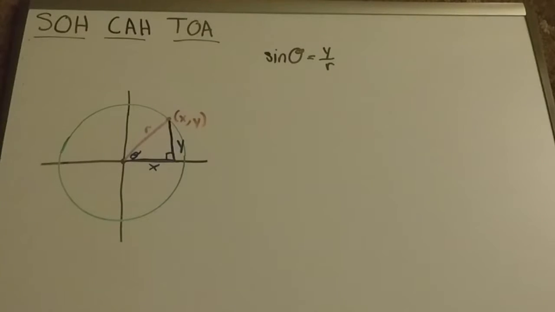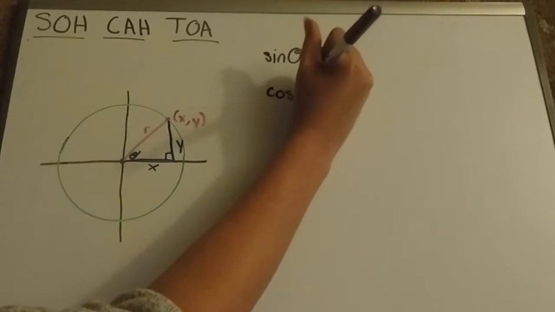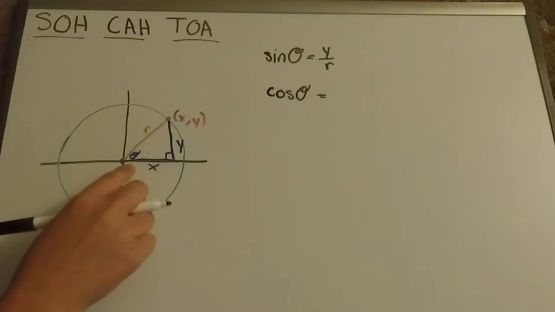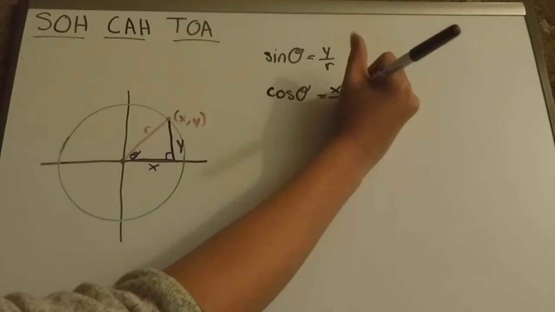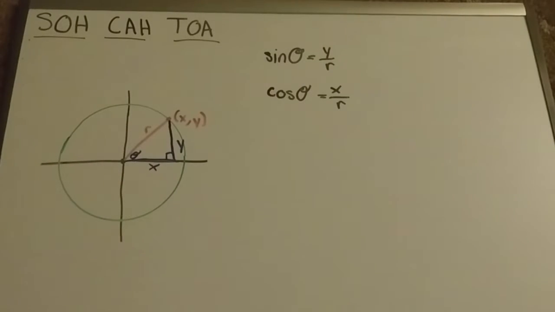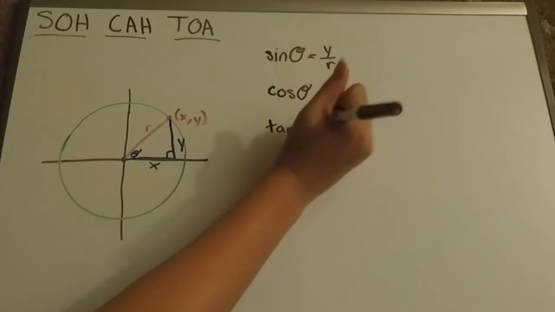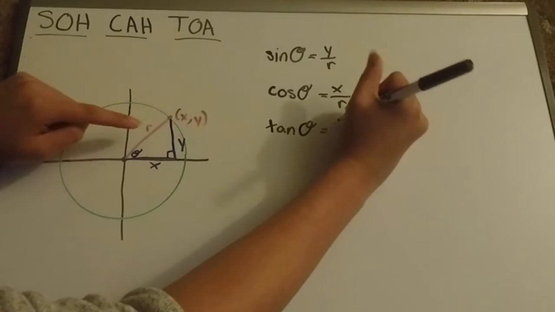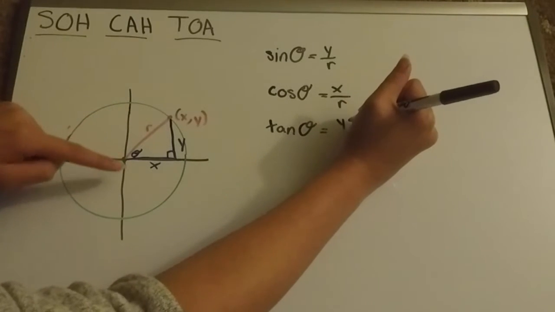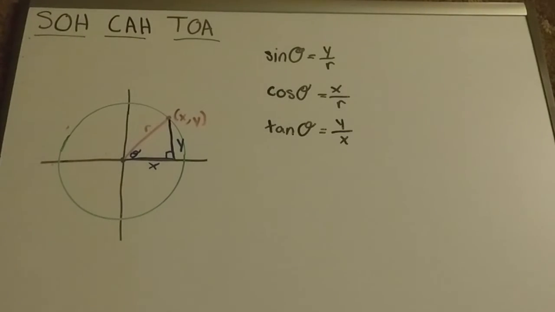And then we can do the same thing for cosine, which would mean that cosine of theta is equal to adjacent, so it would be x over the hypotenuse, which is r. And then we can also do this for tangent, which would mean that tangent of theta is equal to opposite, which is y, over adjacent, which is x. And that is how we get the definition of trig functions.